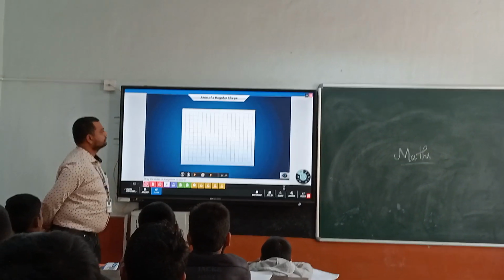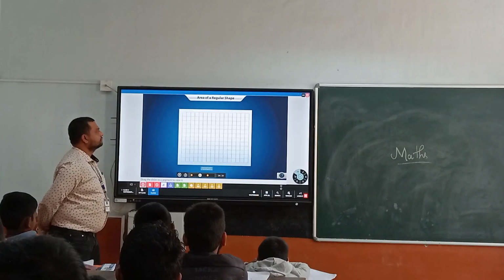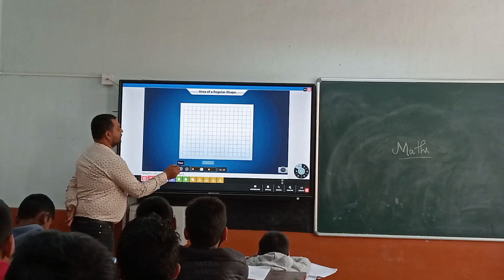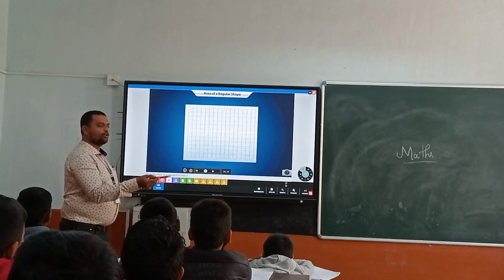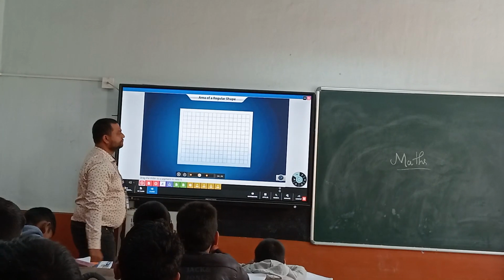Let's first look at how to calculate the area of an object that has a regular shape. Area of a regular shape, which is a known shape, okay? Using the grid.